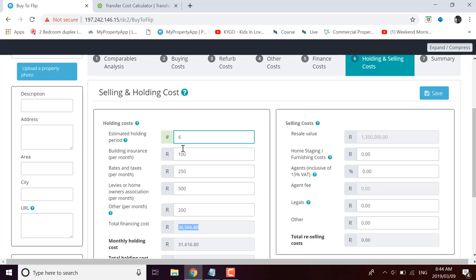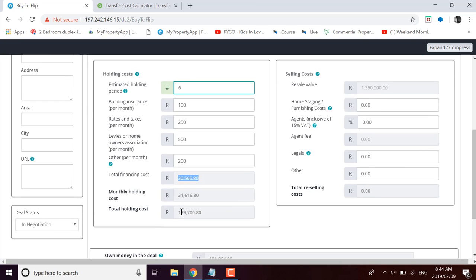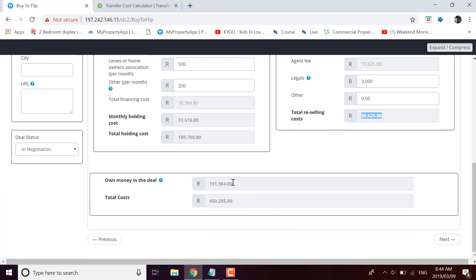If you're holding it for 6 months and you have to pay all of these fees every month, including your finance costs, remember the cost to the bank and the cost to the investor, your total holding cost for the 6 months is 190,000 Rand. That is huge. Selling costs, okay, you've got here your furnishing costs. If you wanted to sell this property furnished, you could do that. Let's say 5%, which includes VAT. Legals, maybe you're going to pay an extra, I don't know, 3,000 Rand for some legal costs. Your total selling cost is then 80,000. So your money left in the deal, assuming that you've gotten the 90% loan from the bank as well as a loan from the investor, your money in the deal is 191,000.